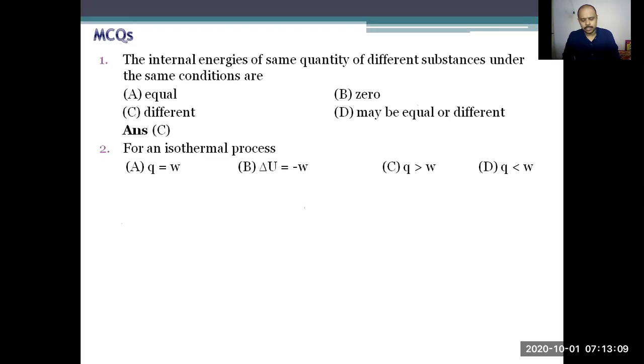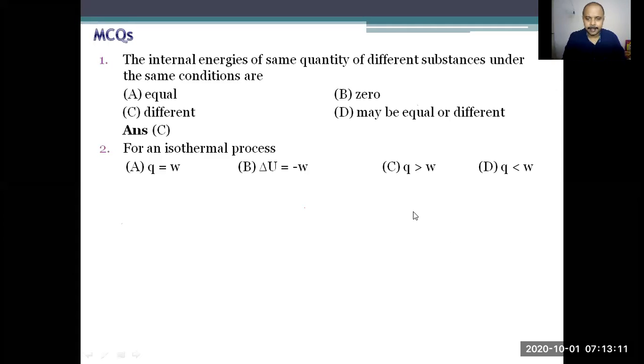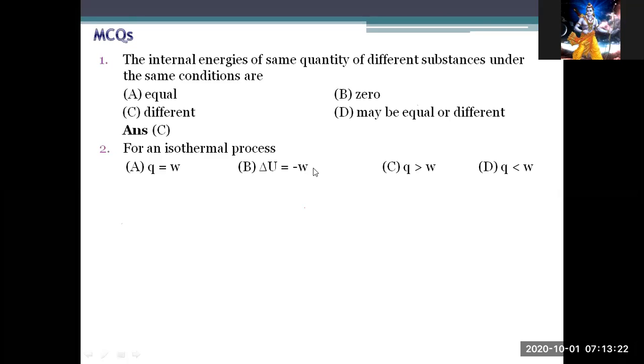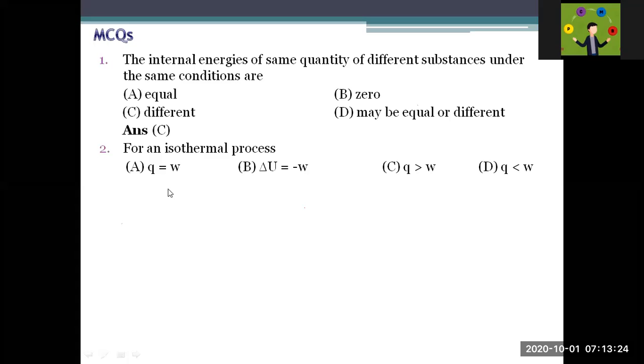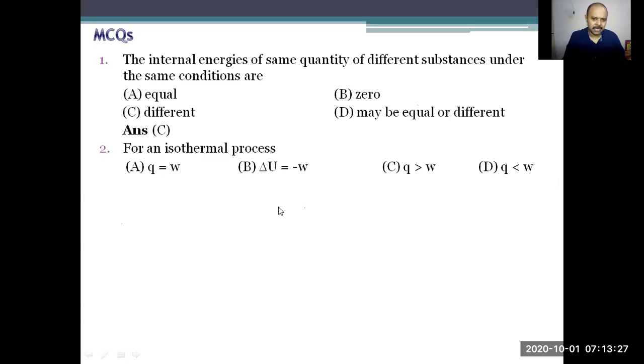For an isothermal process, what is zero? Q equal to W, delta U is zero. Delta U is equal to 0. When delta U is equal to 0, then Q becomes equal to minus W, or in terms of magnitude, they become equal to one another. So which would be the correct answer? Therefore, in terms of magnitude, the correct answer is Option A.